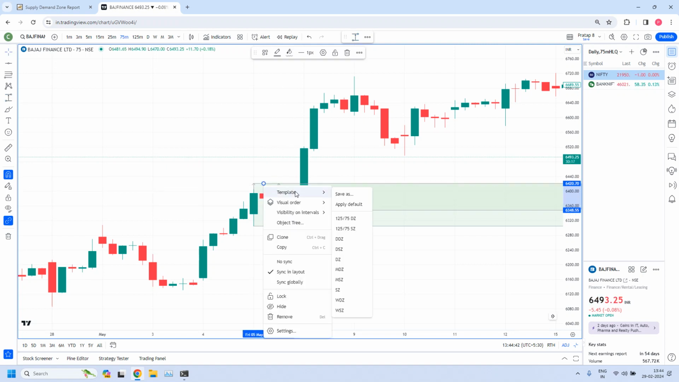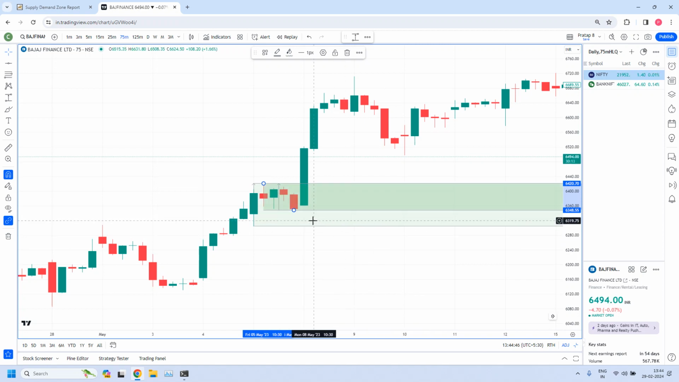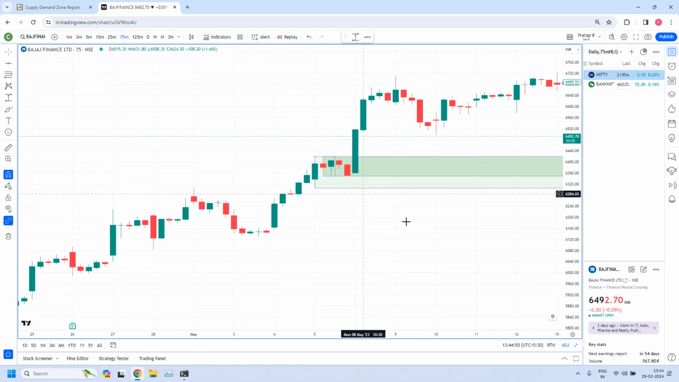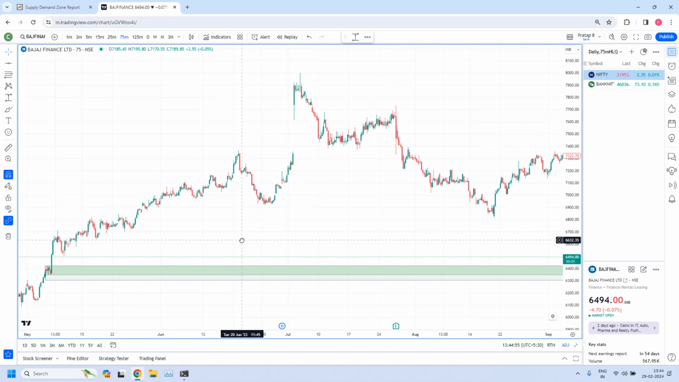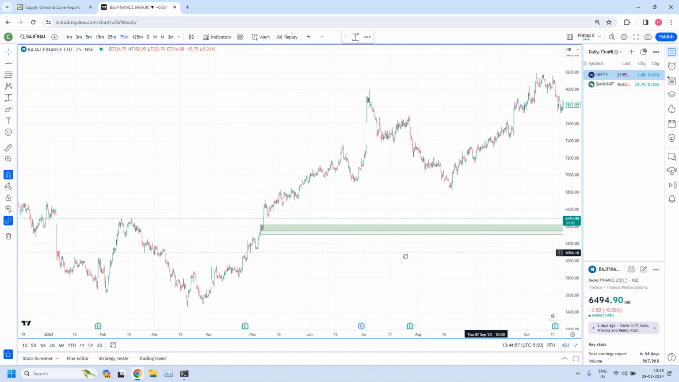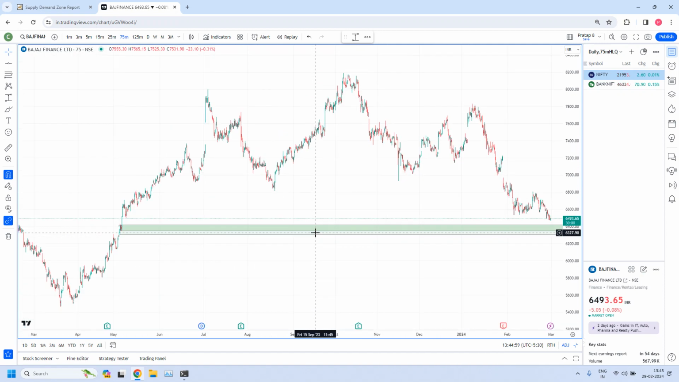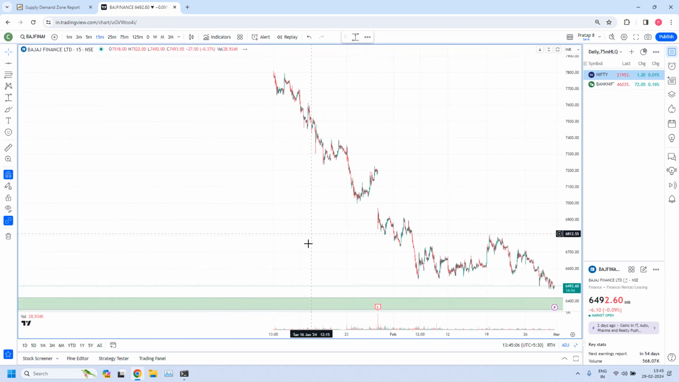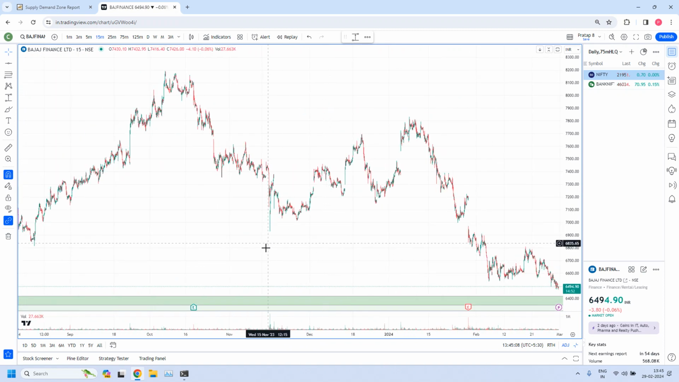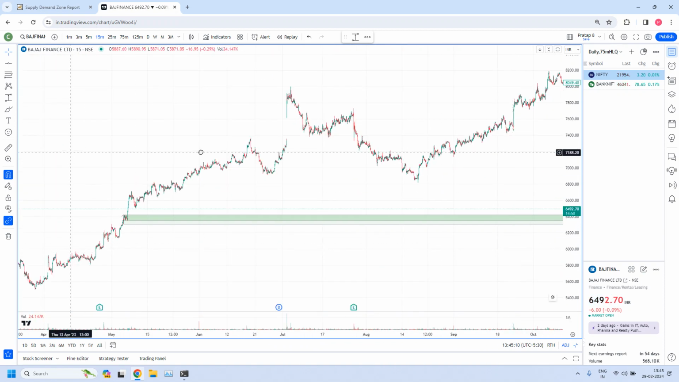Okay, this is the 75 minutes demand zone. So we have daily, and inside daily, we have a 75 minutes demand zone. Inside the 75 minutes demand zone, what do we have to do? We have to fine tune to a 15 minutes demand zone. This is 75 minutes. Now I am changing the time frame to 15 minutes. In this 15 minutes, let us fine tune.